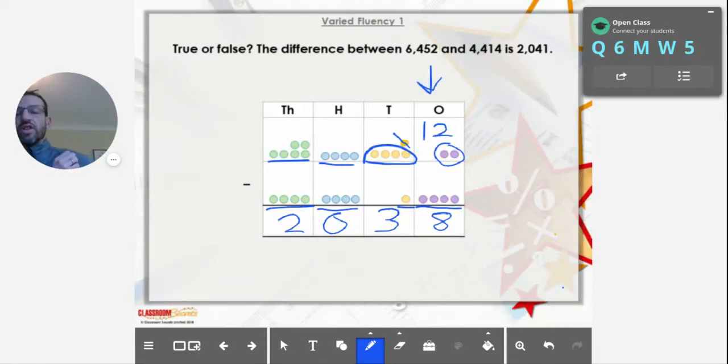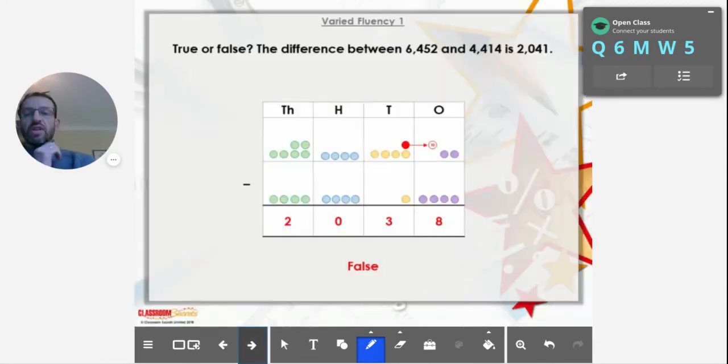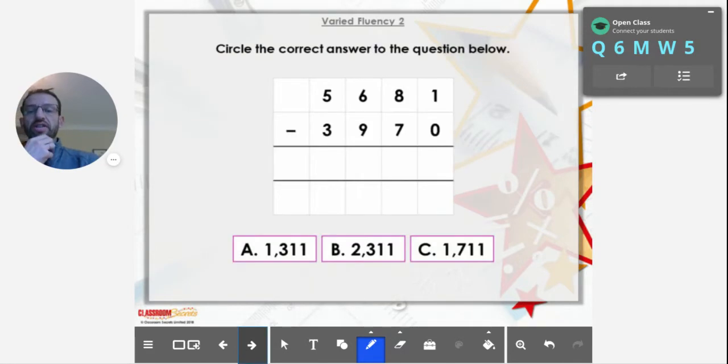So if I was going to answer this one, I would have to write down that it's false. Yeah, 110 did get exchanged into the ones column. So the answer in the ones column is going to be 8 ones. Not as they thought, 1 1. So writing false after working out the answer.